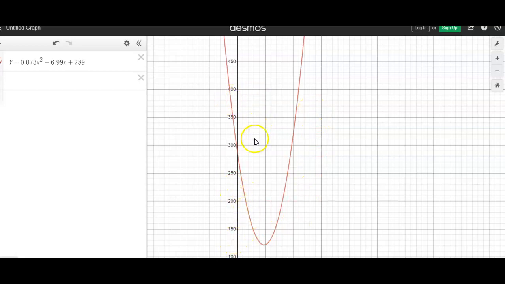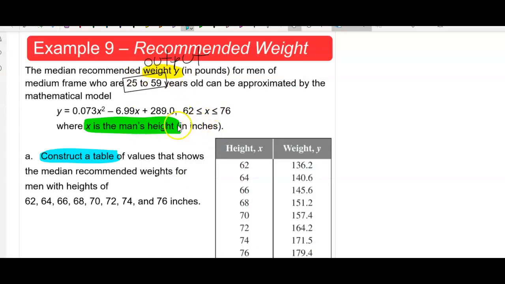Now, if you recall, the function equation, and I'll show it to you, is for men whose height is from 62 to 76 inches. And so what this means is that at 62, that is like 5 feet 2 inches. And then at 76 inches, that will be like 6 feet and 4 inches. So that is going to be restricting the way we look at our x values.